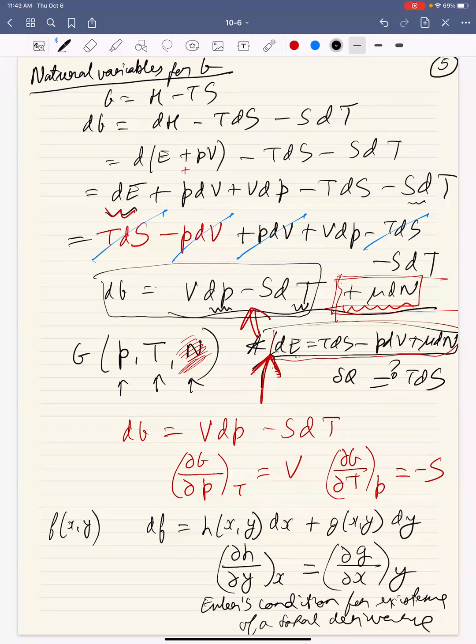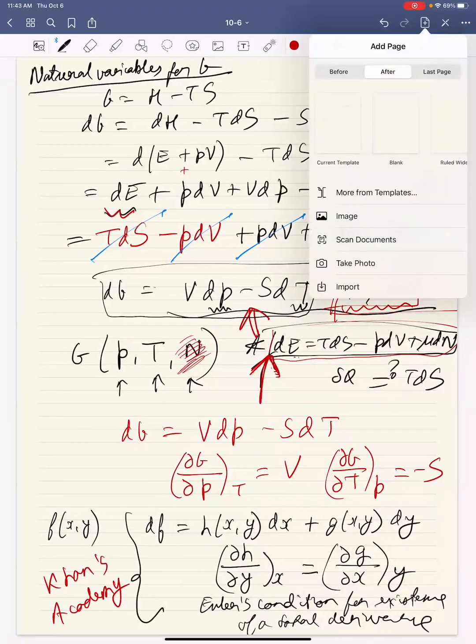If this is confusing you, the best way to brush up on this is actually Khan Academy. Go and Google Khan Academy, Euler's condition, total derivative. You will find nice videos of Salman Khan explaining it to you, not to be confused with the Bollywood actor. You don't want that guy explaining Euler's. It would not be good.